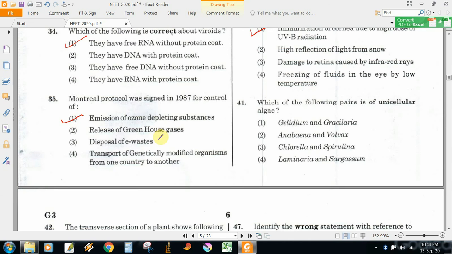The remaining options I don't have to go through because we have got the first option as the right one over here. Next one we are having: which of the following pairs is unicellular algae? Gelidium, Sargassum; next one is Anabaena and Volvox; Chlorella and Spirulina. Yes, Chlorella and Spirulina are the unicellular algae.